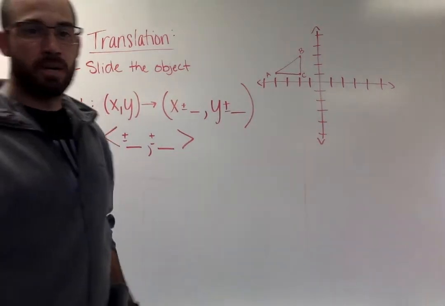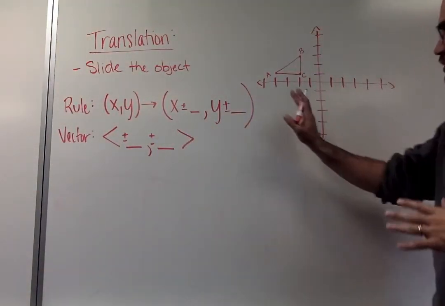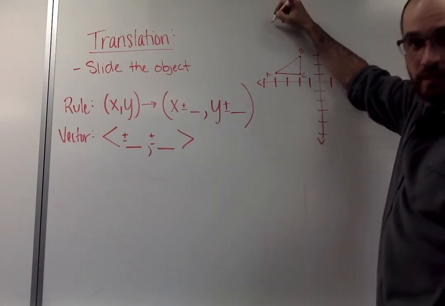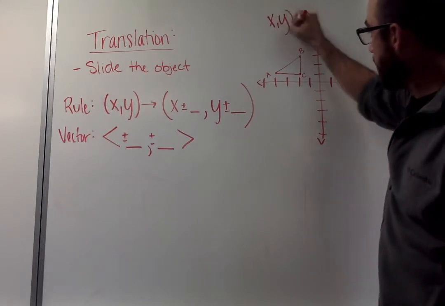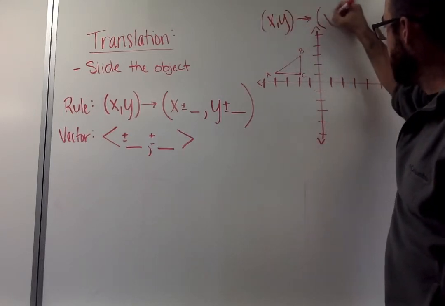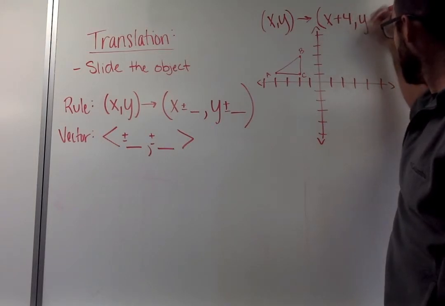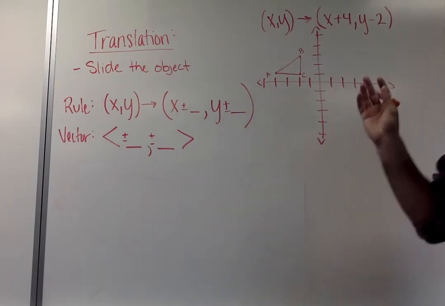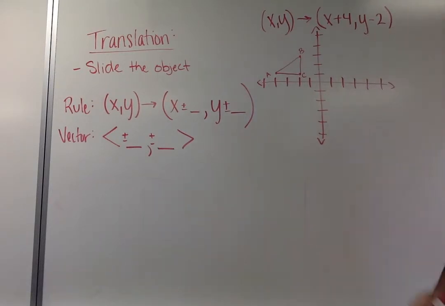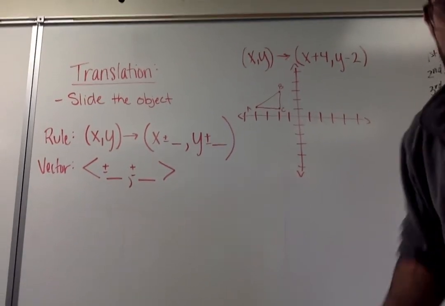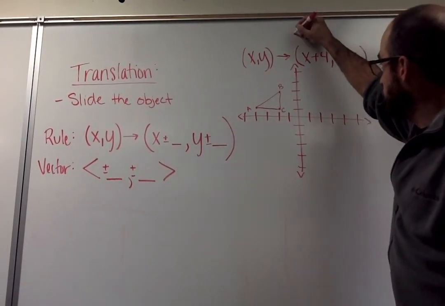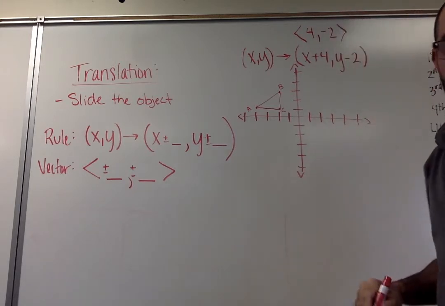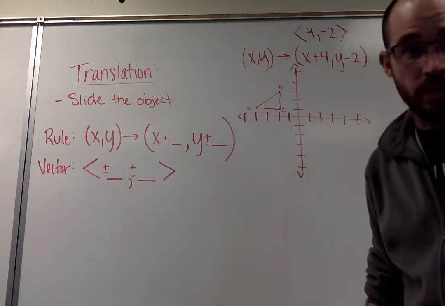So what this might look like as far as a graph: they'll give you some type of picture, and they'll give you a rule for the picture. So I've got x comma y goes to, and they might say x plus 4, y minus 2. So this would be an example of a rule. If this exact same rule is written in vector form, it would be <4, -2>. This right here and this right here are the exact same thing.